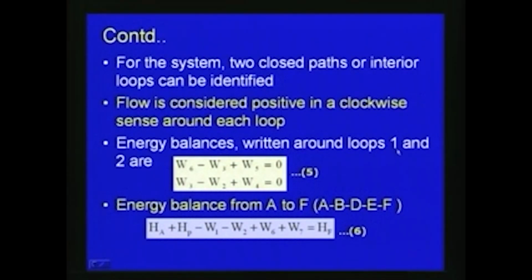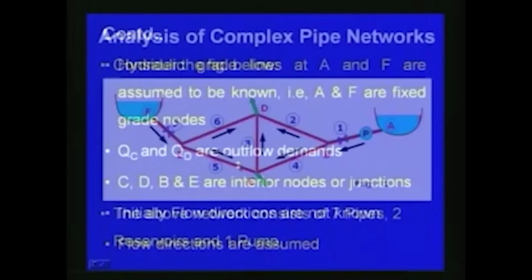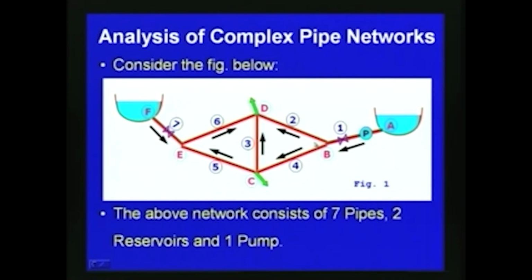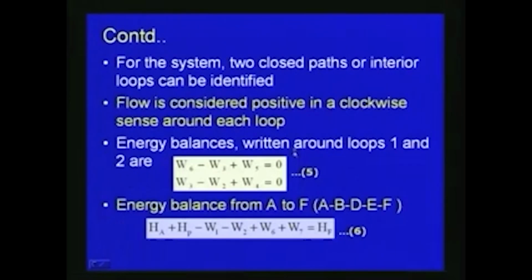Now we can write the energy balance around loops 1 and 2. If you consider this figure, you can see that for this loop, this flow is going in the same direction and this is the opposite direction. So, this is clockwise, this is anti-clockwise, and this way is clockwise, and this is anti-clockwise. Correspondingly, for these 2 loops we can write W6 minus W3 plus W5 is equal to 0, and the second equation is W3 minus W2 plus W4 is equal to 0, as given here.